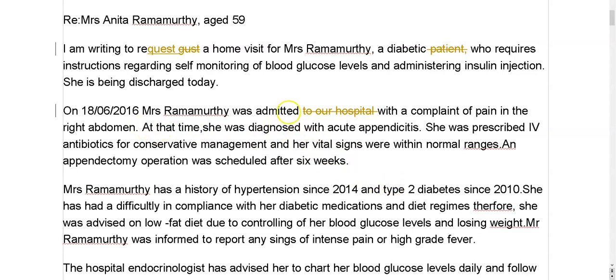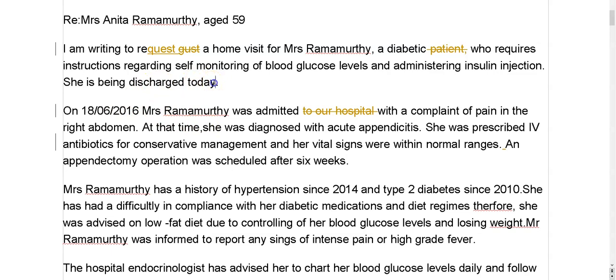So she was admitted with a complaint of pain, which was diagnosed as acute appendicitis. She was prescribed. So we don't need this. You could simply say something. So it's like 6 weeks. I'm not so good at math. So sometime in the 7th month, or whatever. I'm not good at maths.